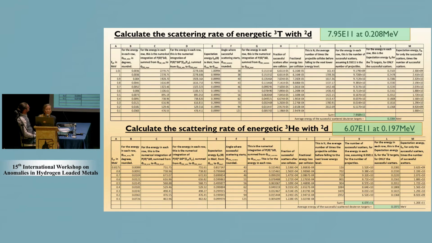Here I have repeated everything, all calculations, numeric integrations, and energy ranges for the projectiles of tritium and He3. The values are highlighted in green for the numbers and average energy of the successful scatterings. For T3, there are 7.95 times 10 to the 11th at 0.2084 MeV. For He3, there are 6.07 times 10 to the 11th at 0.197 MeV.